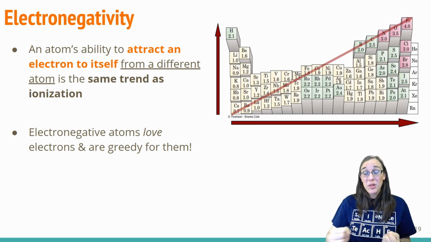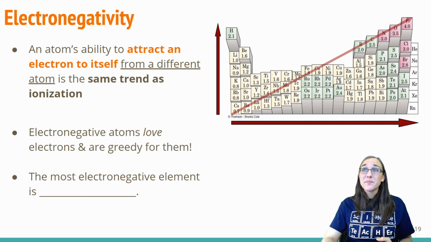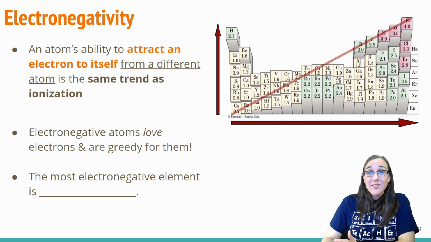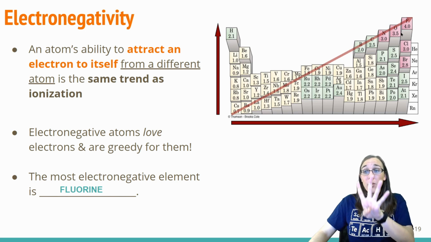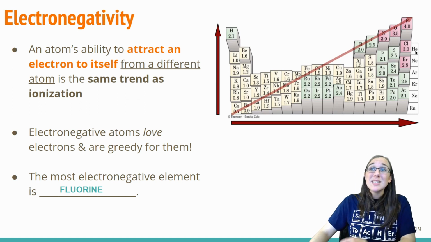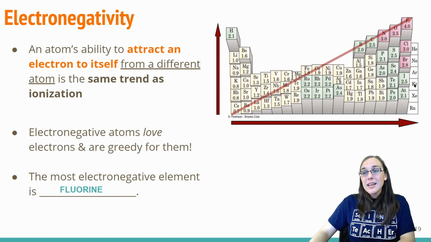They're greedy for them. So electronegativity will increase as you go from the bottom left-hand corner to the top right-hand corner of the periodic table. So the most electronegative element would therefore have to be fluorine. Fluorine, if you can tell here on the periodic table, has an electronegativity value of 4.0. That's the biggest electronegativity value we can have on the entire periodic table. Notice that although helium has the smallest atomic radius, it is in the group of noble gases, so it's not reactive.